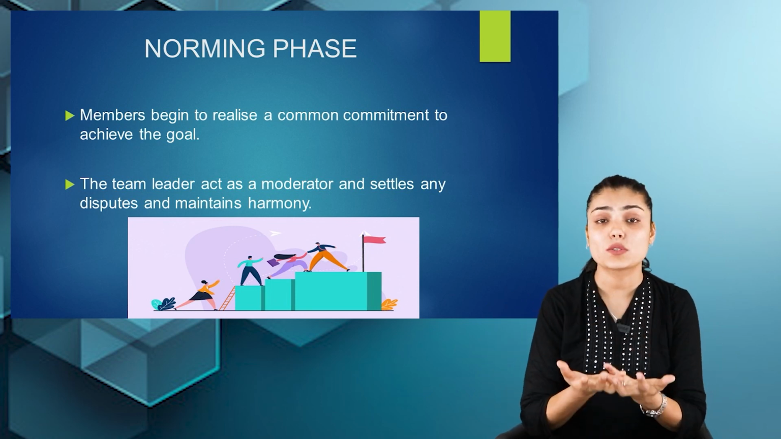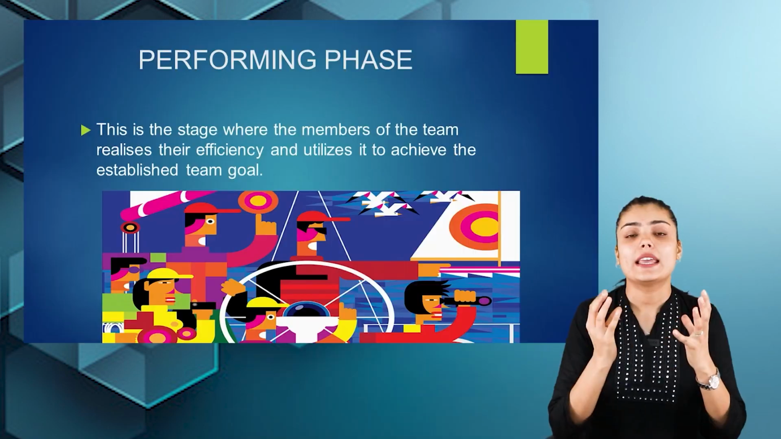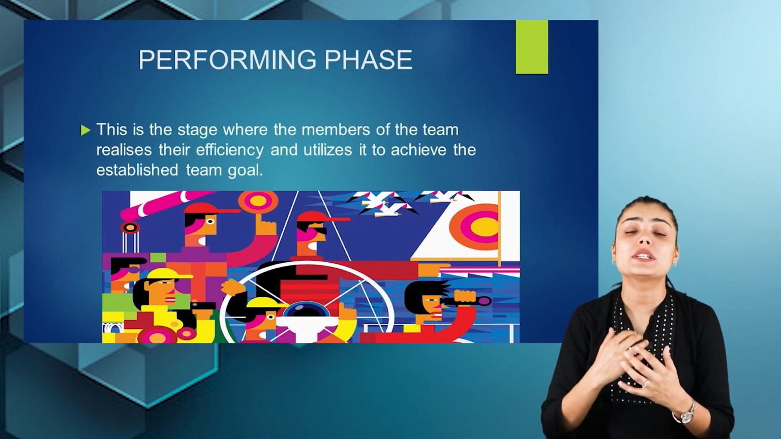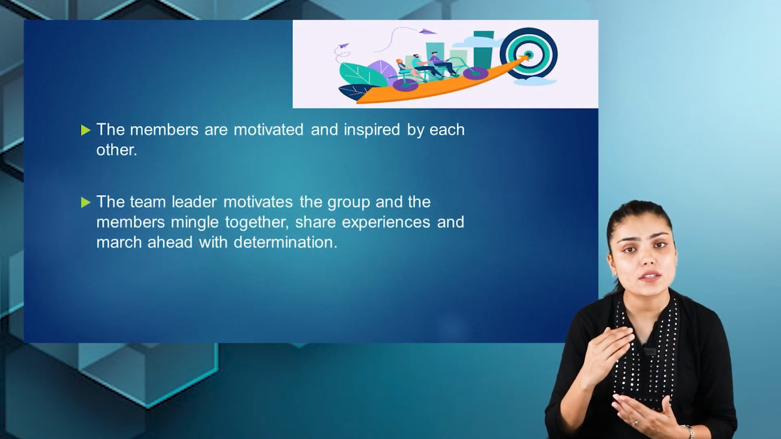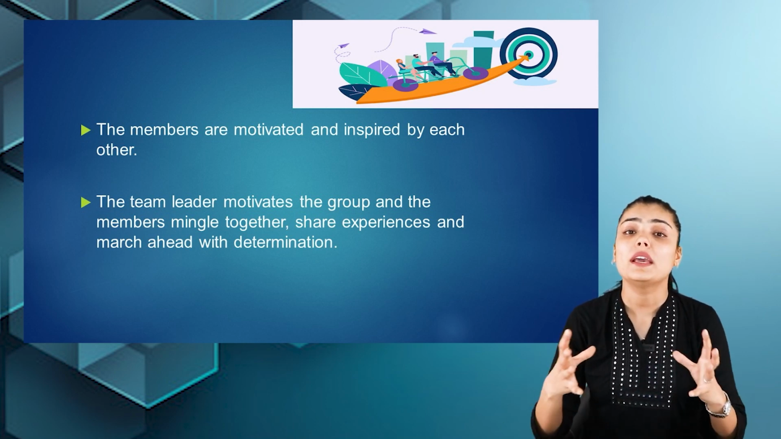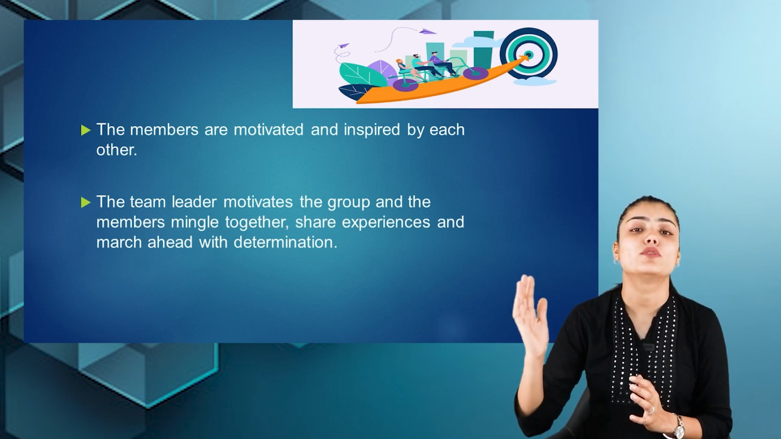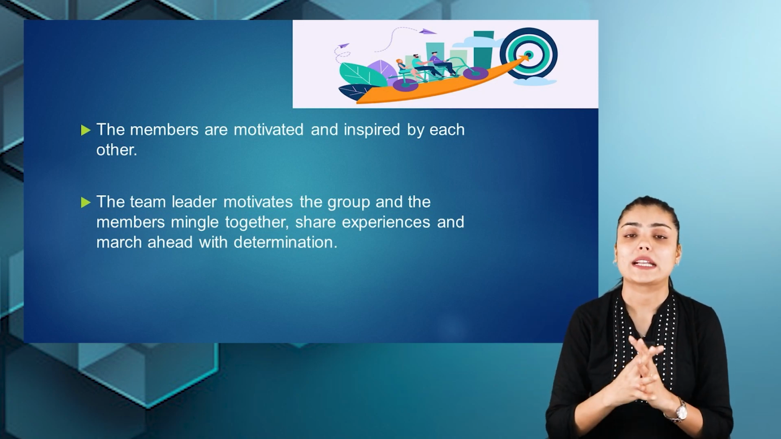The team leader has to act as a motivator, and during the performing phase, people of the group realize they are efficient and they need to utilize their efficiency in order to achieve that goal. The team leader motivates the group and the group comes together, they share their experiences, they mingle with one another, and they march forward with determination to achieve the expected goal.